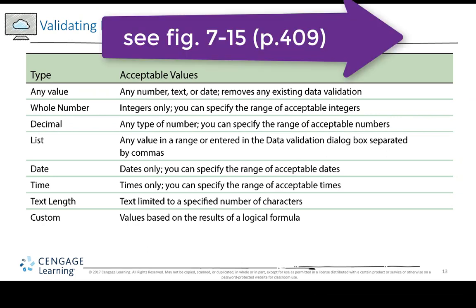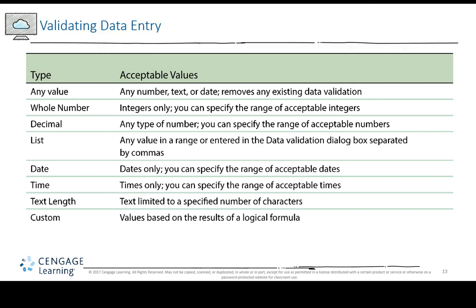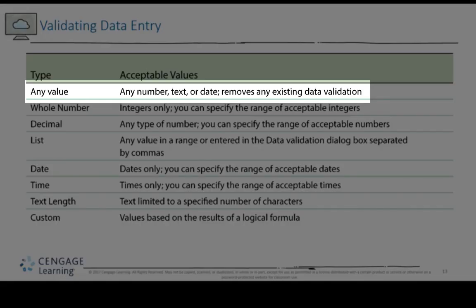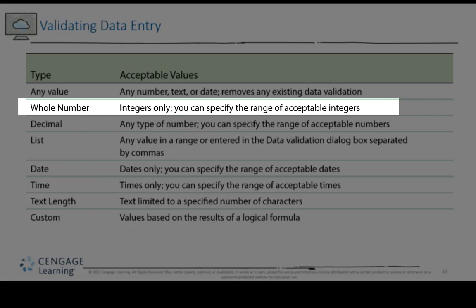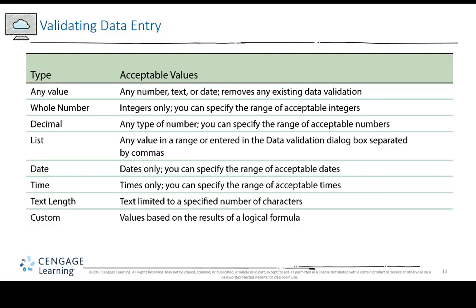Validating data entry. Each validation rule defines criteria for the data that can be entered and stored in that particular cell or range. Figure 7.15 describes the acceptable input values based on cell type. The first one, any value, refers to general format cells, where we can enter any number, text, or date. Whole numbers must be integers. You should review these when you're making your validation rules.